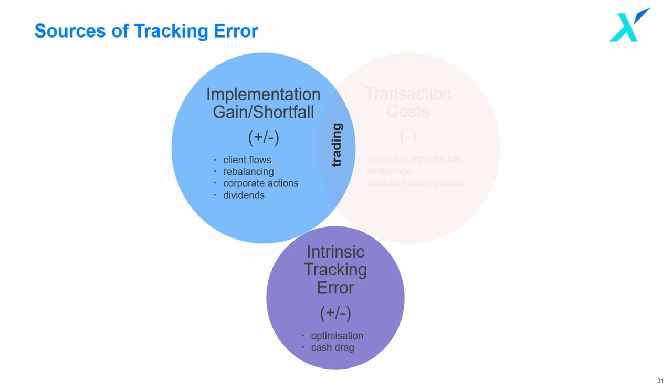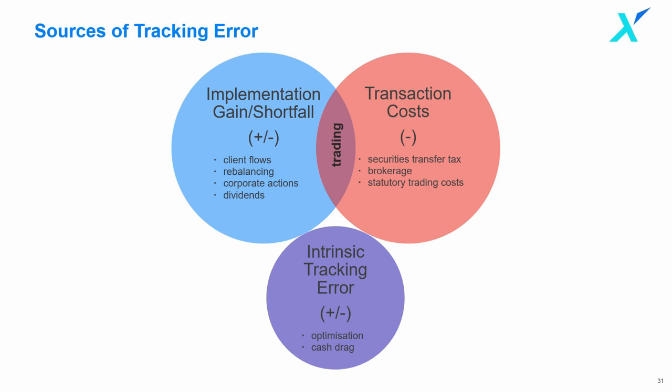So that's where you're trading at a different price to the theoretical price that the index is dealing with these events. And as I mentioned earlier, client flows is something that an index never has to deal with. It never has to deal with real world cash flows. So that's always going to be an impact on your performance, particularly in a unit trust context where you're having to trade for those cash flows on a daily basis.